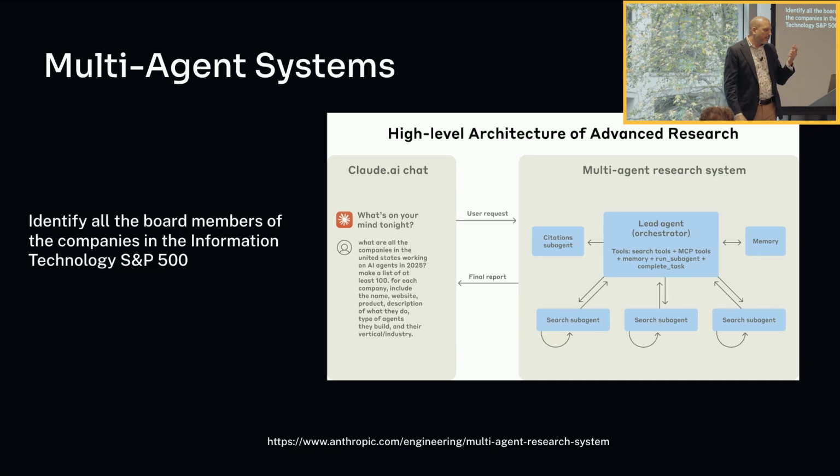And if you look at the example here, people might ask, is this multi-agent just a bunch of extra tech stuff that we're selling? No. Think about a query like this: identify all the board members of the companies in the information technology S&P 500. If you have one intern working on that versus 10 interns, the 10 interns are going to be able to do it much faster. It's easily a task that you can parallelize, and that's the way we can think about using agents to do this sort of work.